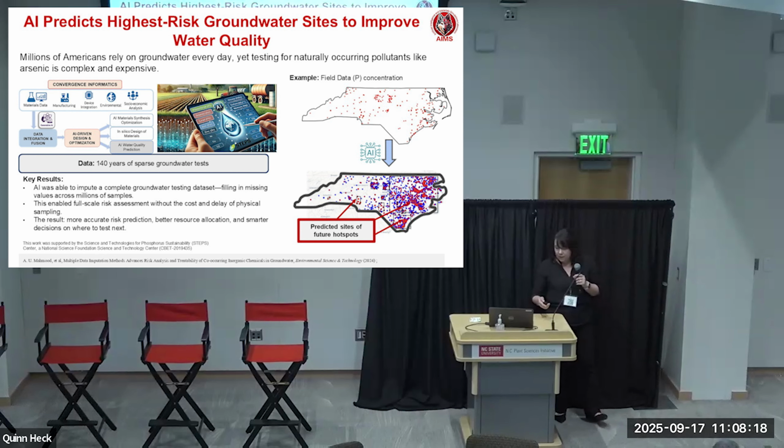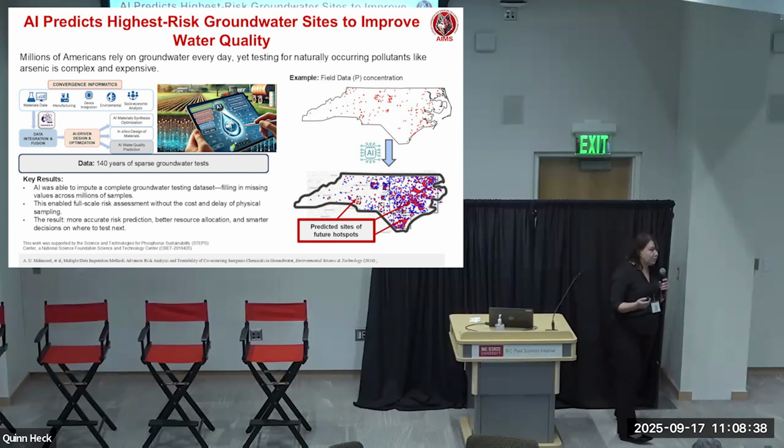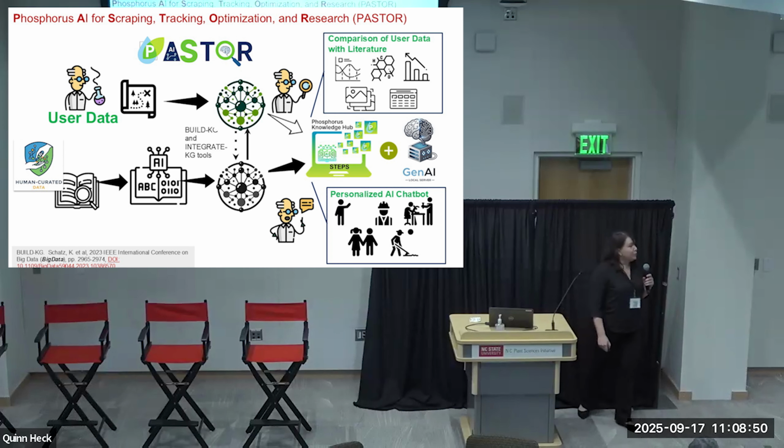This is an example. So now we have all of this imputed complete data set. It gives you full scale risk assessment, right, without cost delay. It's actually because you train and test, right? So it was actually pretty careful, as careful as if you can do an experiment, taking it to the lab, almost the same probability. And then we have more accurate risk predictions, better resource allocations, and just generally smarter decisions on where we can go next.